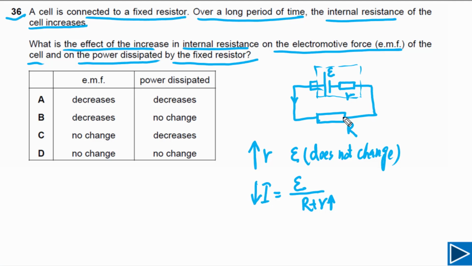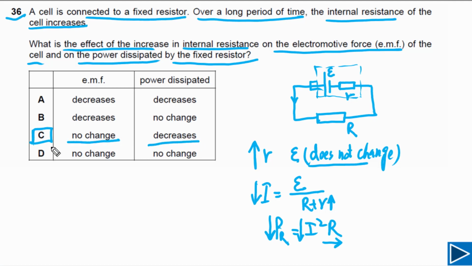If I decreases, then for the power dissipated by this resistor, we can write P, power dissipated by R, equal to I squared times R. As the resistance of the external resistor is fixed, if I decreases, it means the power dissipated by the external resistor will decrease. So these are the points you need. First point, EMF does not change with increase in internal resistance. The second point, power dissipated by the fixed resistor will decrease. So the answer for this question is C. You can see EMF no change, power dissipated decreases. So the answer is C.